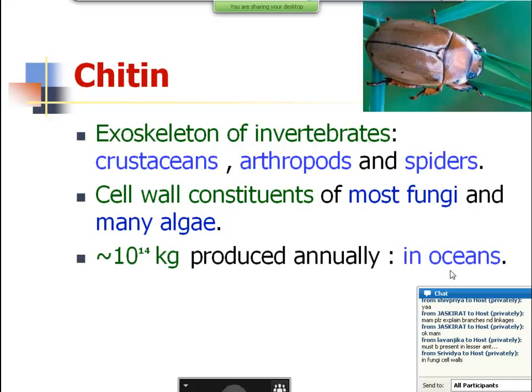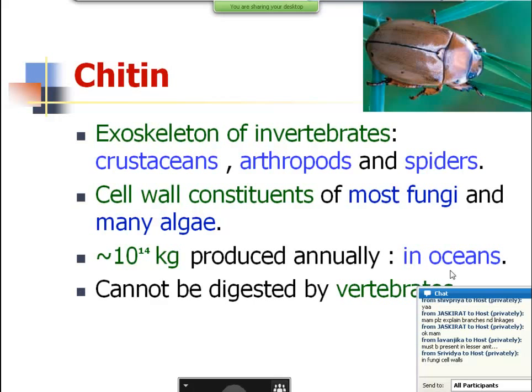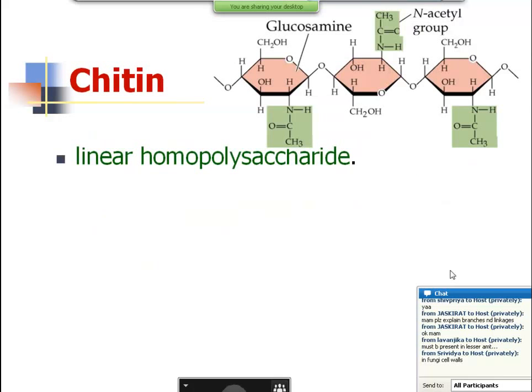Generally, if you see oceans, how much chitin is produced every year? Nearly 10 power 14 kgs of chitin. So look at the proportion of the oceans. How much chitin is present in oceans? Who is giving so much chitin there? The crustaceans living inside these oceans. They produce so much, and it cannot be easily digested by the vertebrates. So they form the second most abundant polysaccharide.